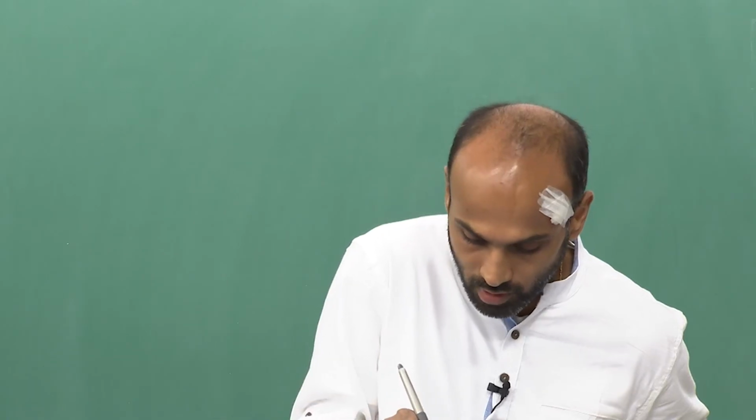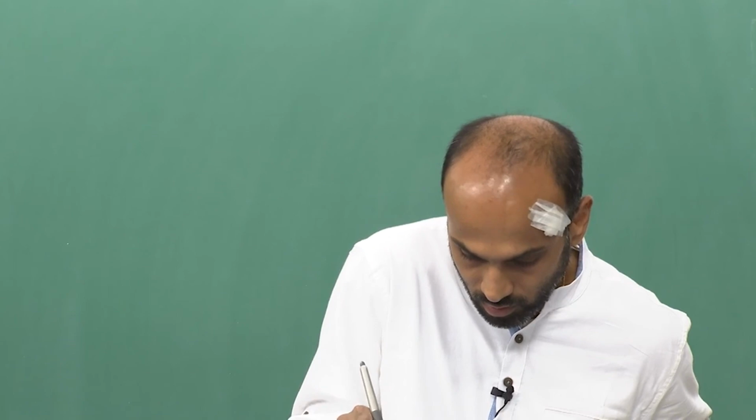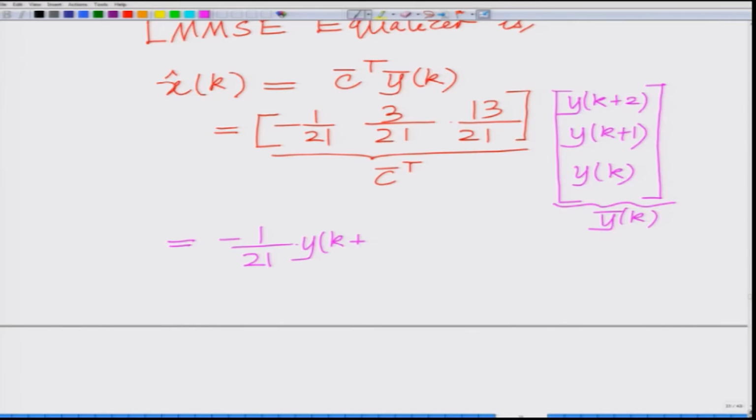So, the net LMMSE equalizer is x hat k equals C bar transpose y bar k, which is equal to, now C bar we have derived above. So, C bar transpose is nothing but the column vector converted to a row vector, that is minus 1 over 21, 13 over 21, 3 over 21, 13 over 21, this is your C bar transpose, and your y bar k is nothing but y k plus 2, y k plus 1 and y k, and therefore, x hat k equals minus 1 over 21 times.